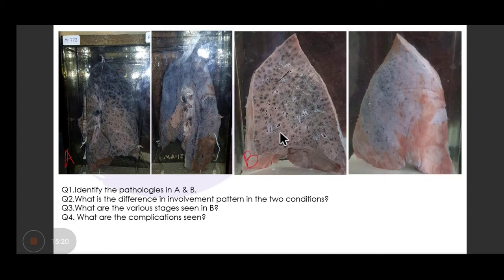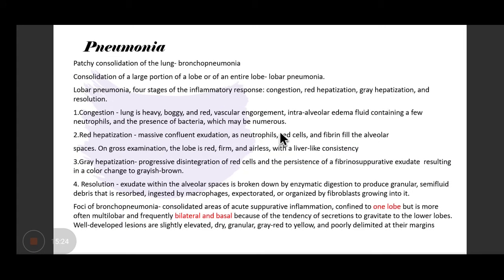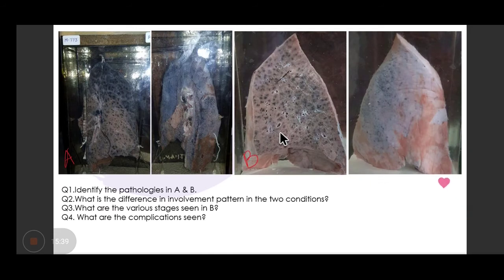You will be asked various stages. Various stages are congestion, red hepatization, gray hepatization, and resolution. You should know what is happening in each. Okay, this is all your theory. You just need to remember this. So mainly gross, you should know that this is your lobar and this is the lobular. Complications you should know. So these are the important questions that are asked along with this. This is the commonly asked specimen other than TB.